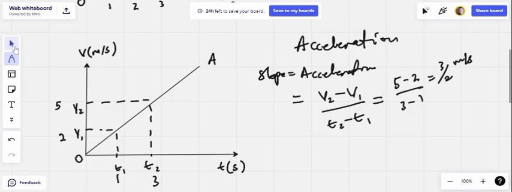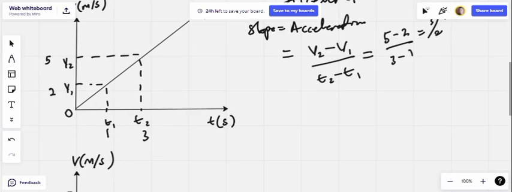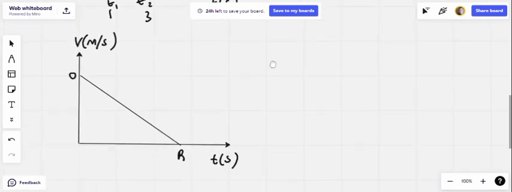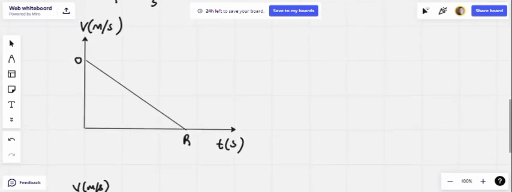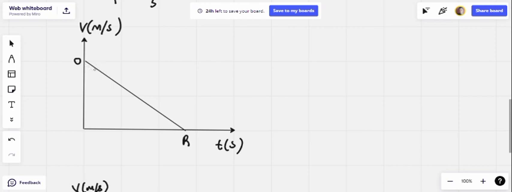So let's move to the third graph. On this third graph, now this is an inverse graph. What do we mean by an inverse graph? An inverse graph means that as the time is increasing, the velocity is decreasing.